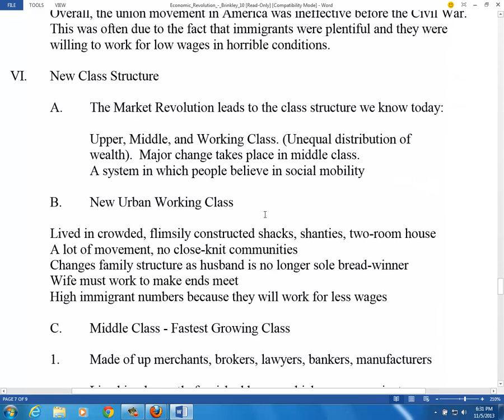This whole new market revolution leads to what we now think of as pretty much the class structure we still have. An upper class, which already existed anyway, but a separate middle class, and now not just the poor, because they weren't all poor, but they were the working class. And the working class is always looked down upon because they're considered dirty, uneducated. Whether or not it's true, that's the stereotype. And that really develops and becomes more defined in this particular time period.